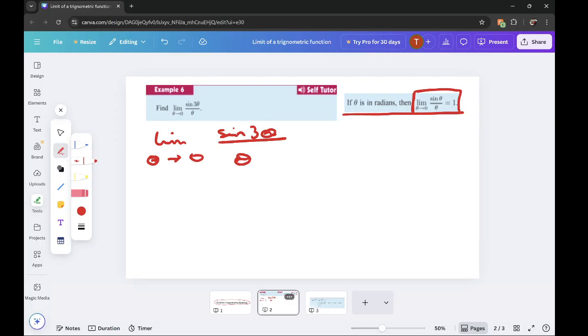So the first thing that we should do is try to make the denominator 3 theta the same as the above. It says sine 3 theta in the numerator. So to make it in that form that we're looking for, the sine theta over theta, we have to make this theta at the bottom here into 3 theta. So how are we going to do that? To do that, all we have to do is multiply this by 3. So multiply this entire thing by 3.